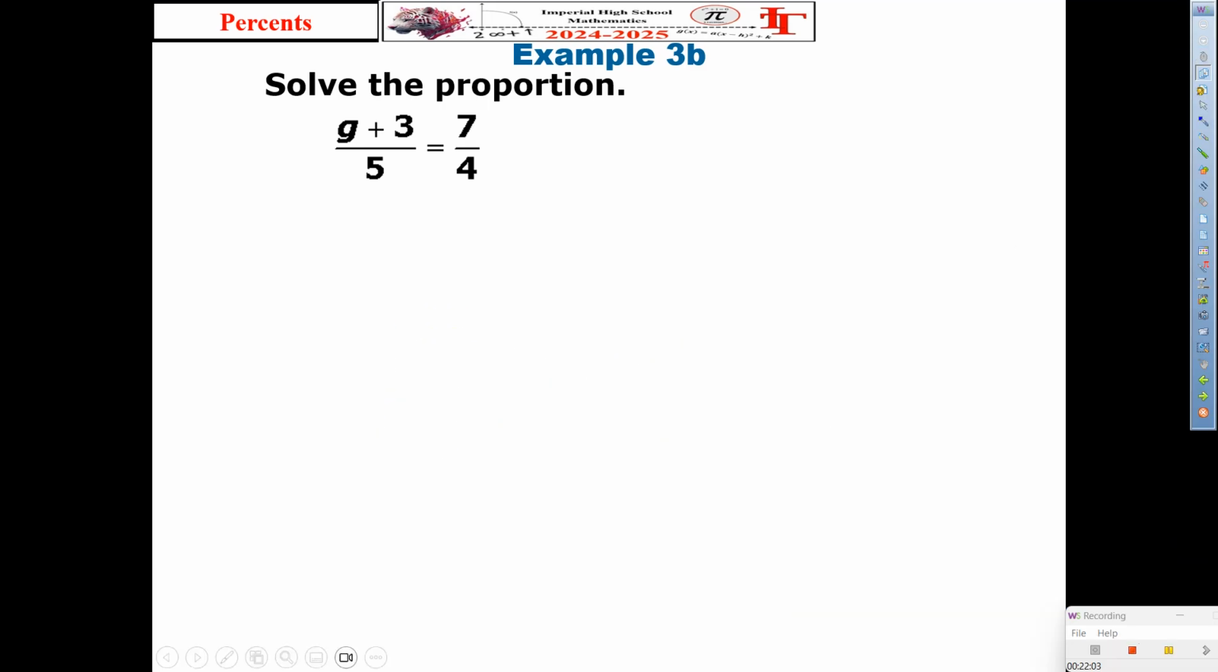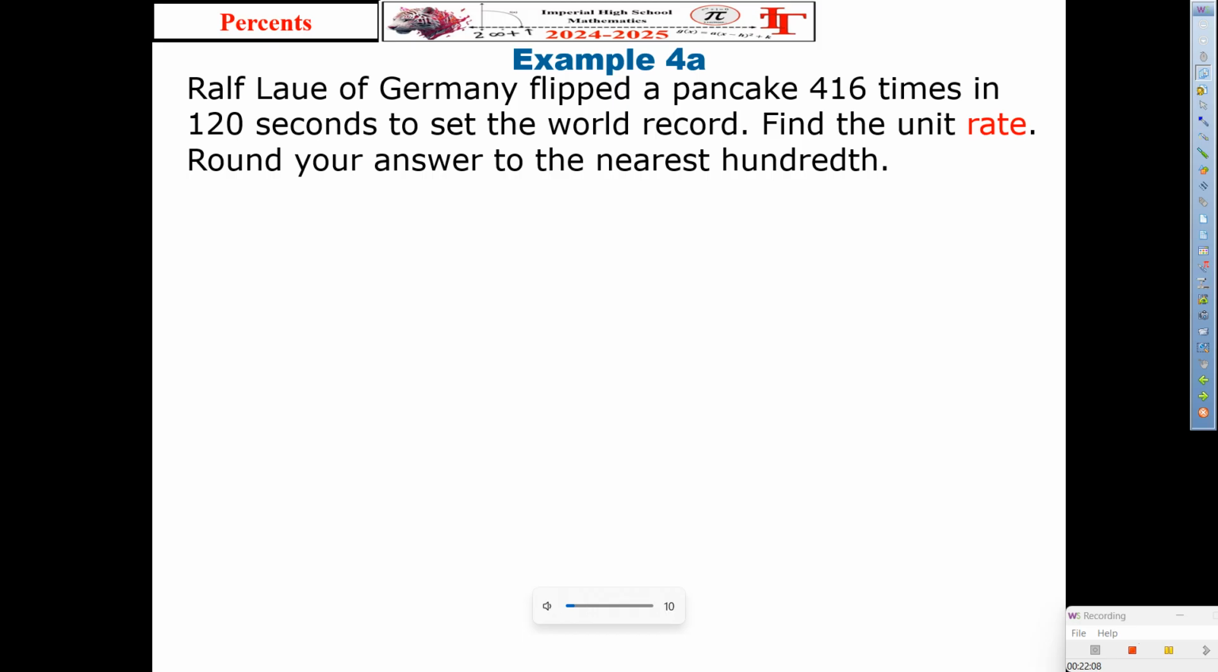Look up. Let me set this up with a proportion. Put your utensils down, and it reads, Ralph Lau of Germany flipped the pancake 416 times in 120 seconds to set the world record. Find the unit rate. So first they want us to set up a rate. So turn to your neighbor, let them know what would be the rate that you would set up first. What would be the rate?